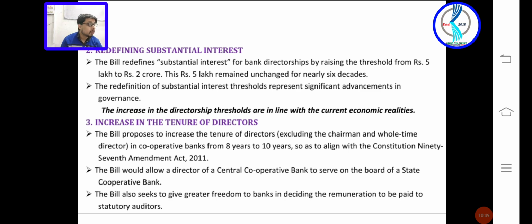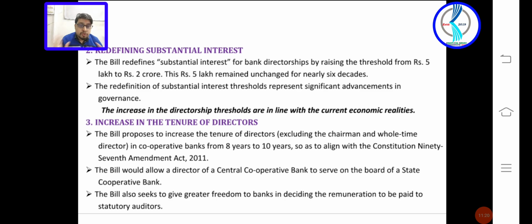It's a very good step actually, because for the past 6 decades, the concept of 5 lakh remained the same. You just see the irony. Holding 5 lakh money is not a big thing in the present time, because people have a lot of money. And merely having 5 lakh money in one account, how can it deter me from becoming a director of that bank? So it must increase the threshold. So the government decided to increase the threshold from 5 lakh to 2 crore.